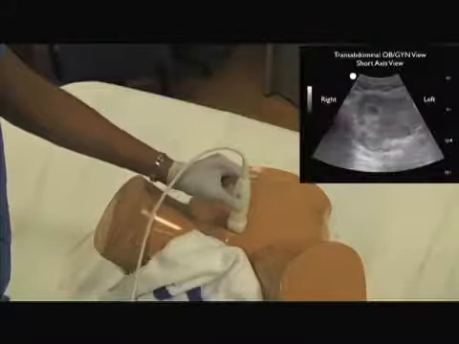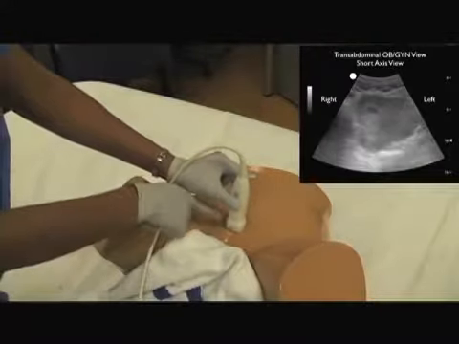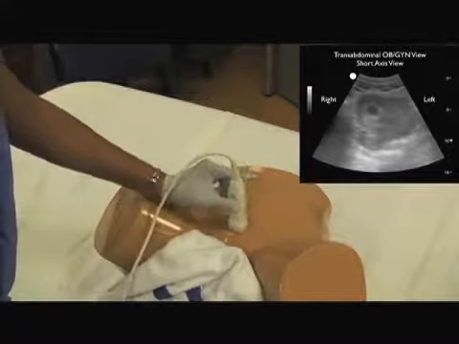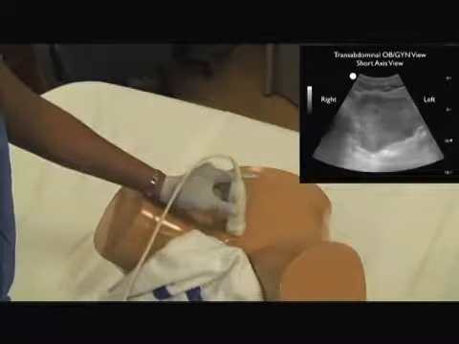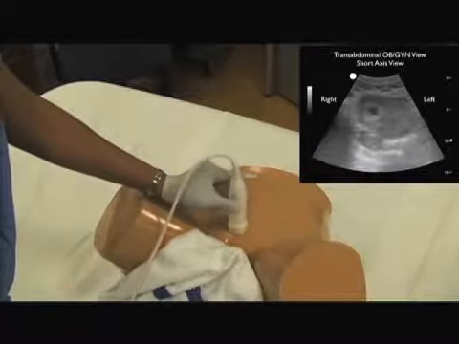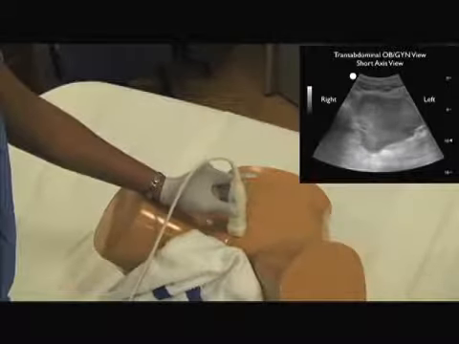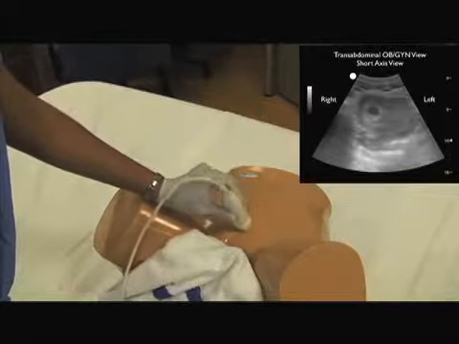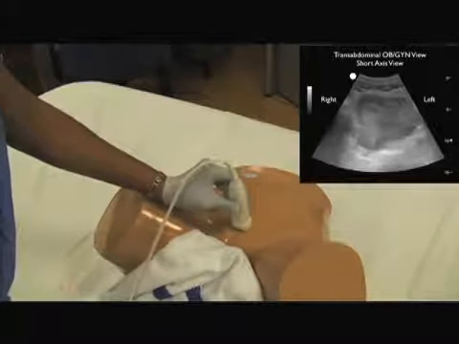Next, we're going to swivel the probe, so the probe marker is located over towards the patient's right side, so now the probe is sitting in a transverse or short axis orientation over the female pelvis. Notice here that we're swiveling the probe up and down, cutting through the female pelvis in the short axis orientation, and looking all the way from fundus down to cervix.